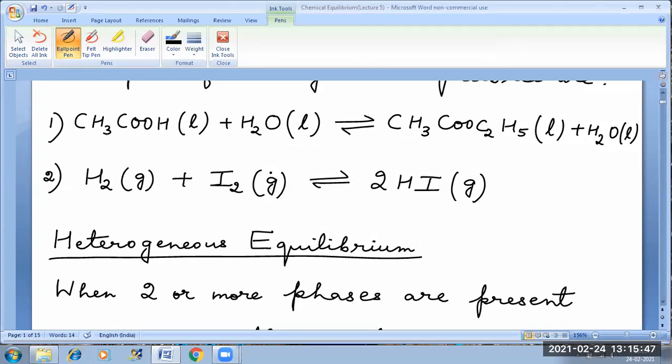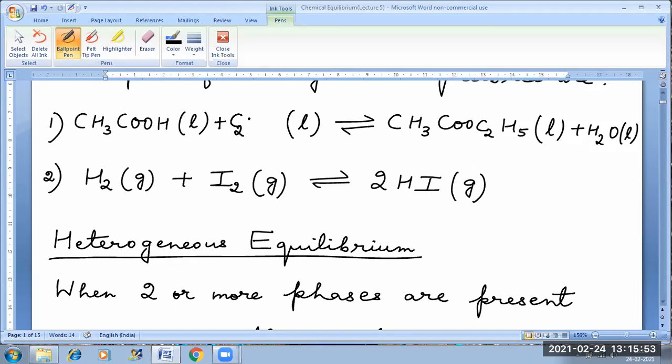Okay. Yeah. Okay, correct. These are the two reactants in the first reaction: CH3COOH and C2H5OH. So the acid reacts with the alcohol to form an ester and water.